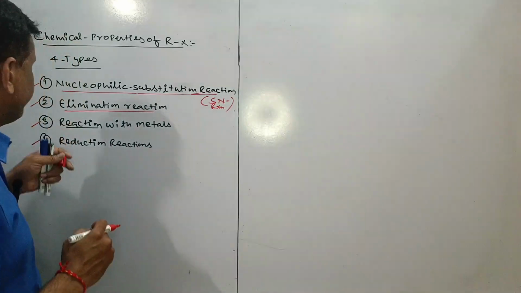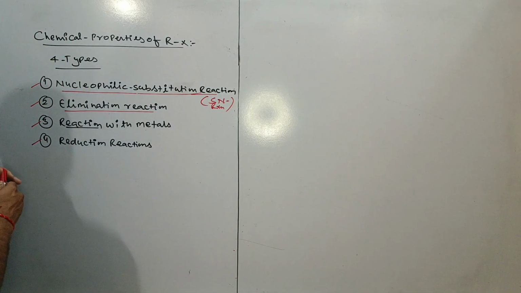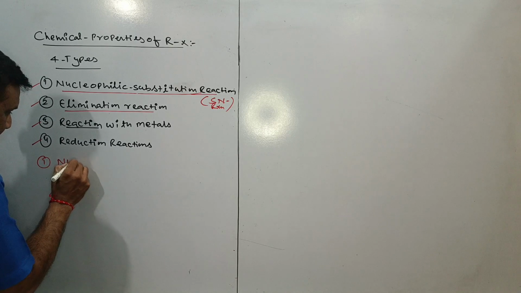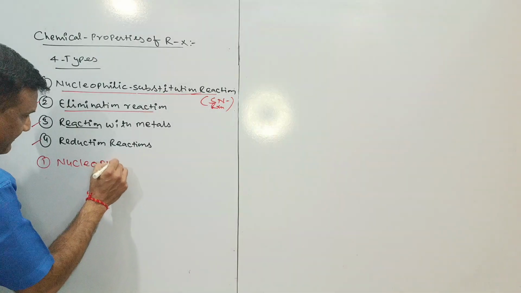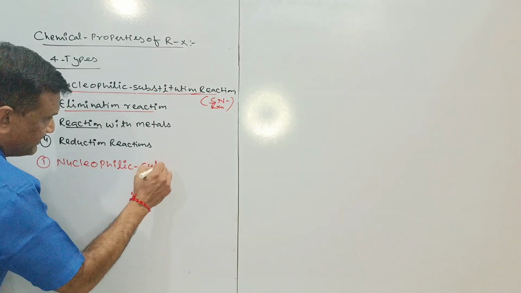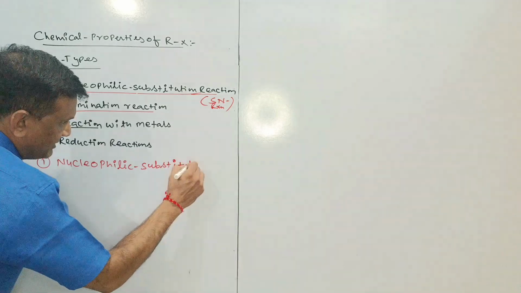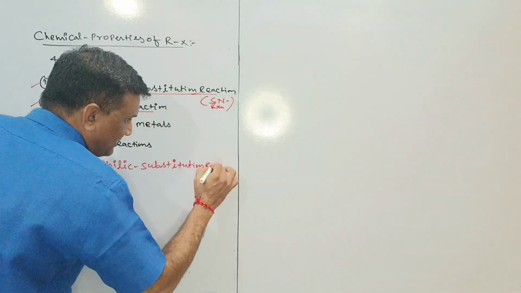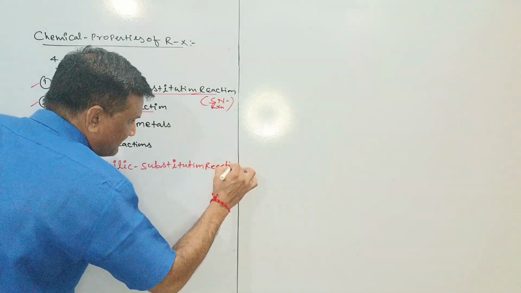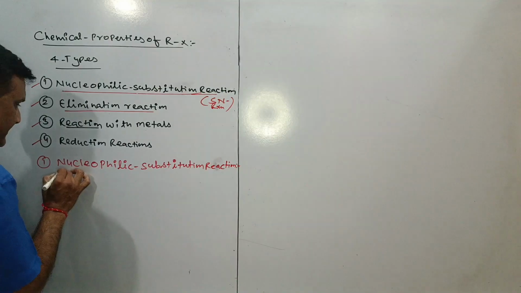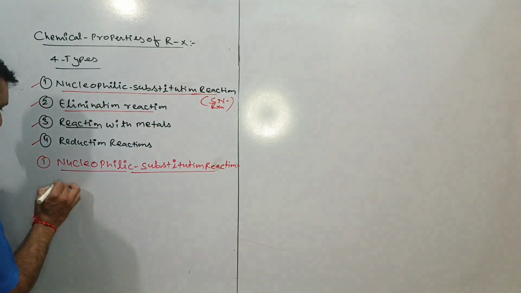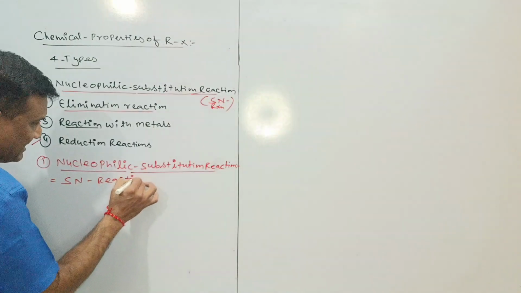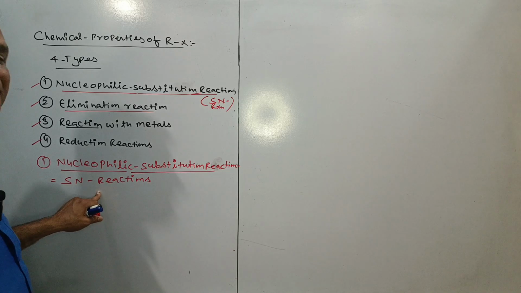First of all, I would like to go with the nucleophilic substitution reaction. This is the first part. We will take a lot of matter regarding this reaction. What is that? If we go with the nucleophilic substitution reaction, then these are known as SN reactions also. SN means substitution by nucleophile.